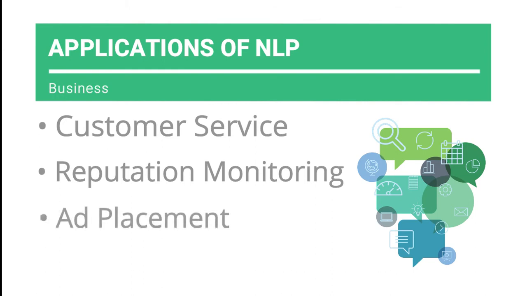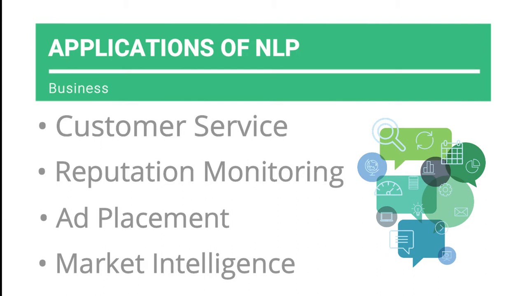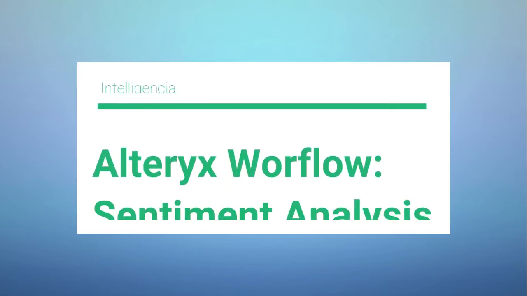Ad placement: keyword matching in a person's social media and e-commerce browsing behavior can help businesses tell what customers are really interested in. Market intelligence: event extraction and sentence classification help businesses keep informed on others' entity status through various content distribution channels. For this video, I'm going to explain how we've created a simple sentiment analysis on hotel reviews using Alteryx as the ETL tool.